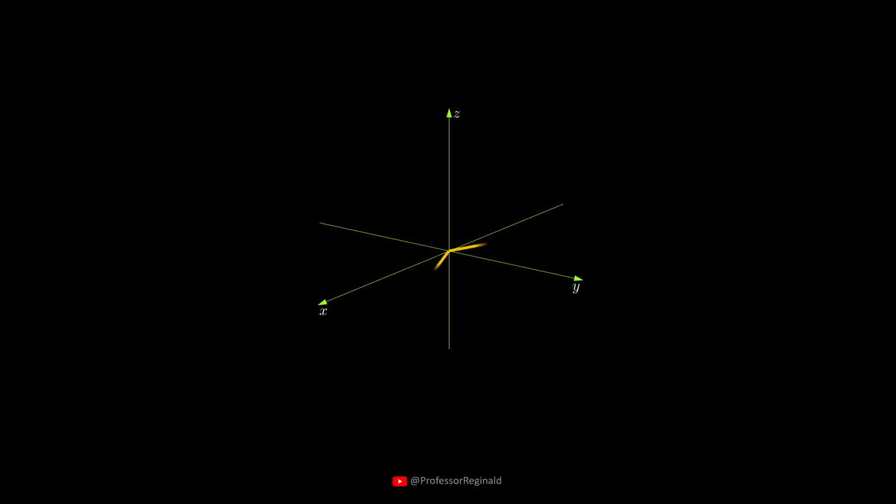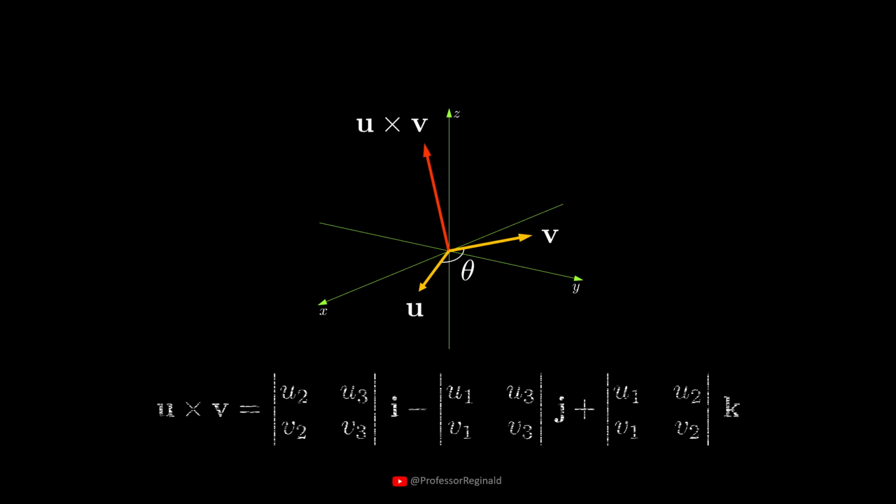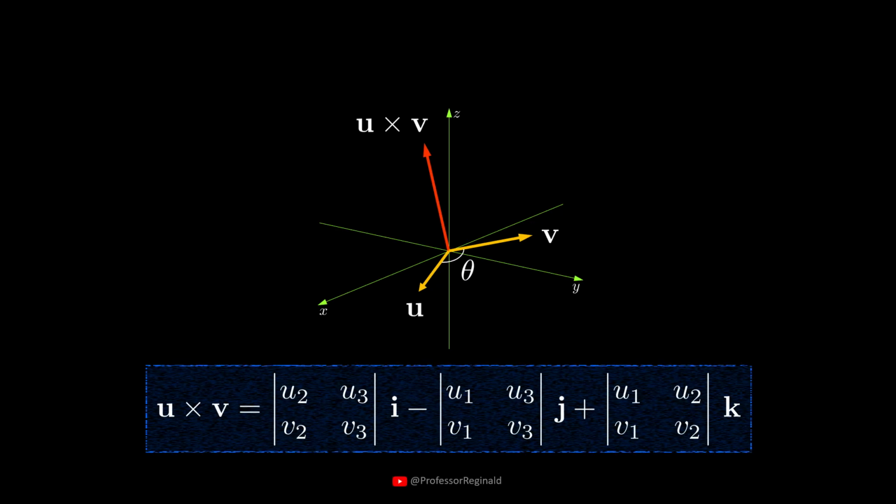Consider two vectors u and v, and let theta be the angle between the vectors. The cross product of u and v is this vector that is perpendicular to both u and v, which means it makes an angle of 90 degrees with u and v.